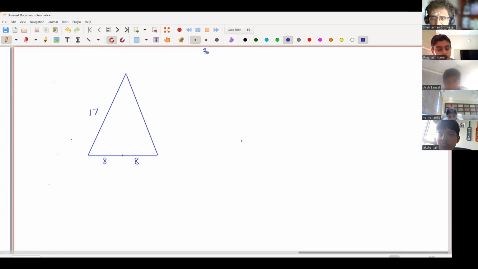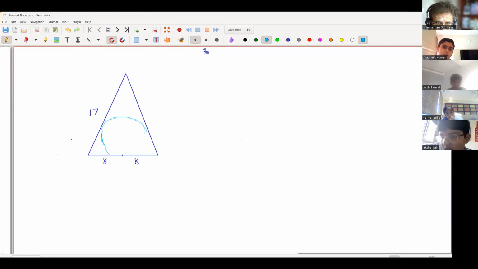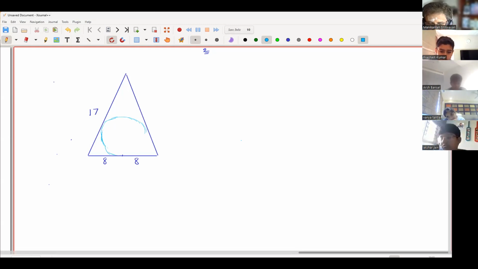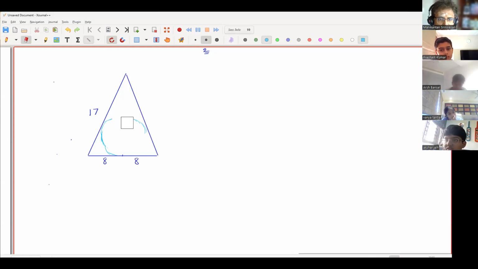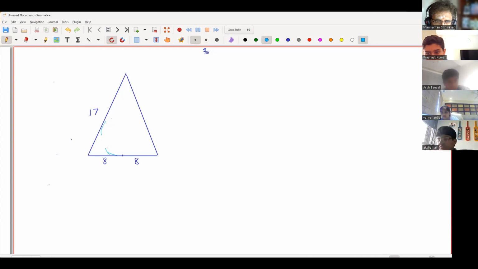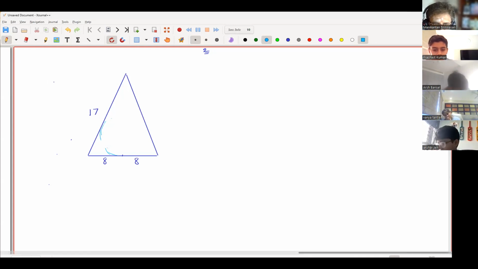And then there was a circle here. So I'll just draw a circle here. There was a circle here, right? So a semicircle. You sent the picture on the group? So it was a semicircle. Where was the semicircle? The base was touching, right? Yes, the base was touching. Okay, all right. So it was something like this.